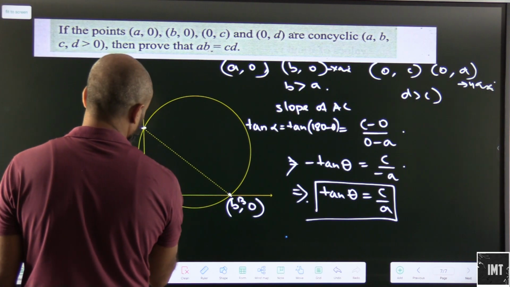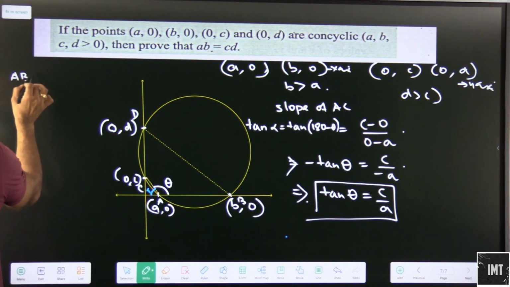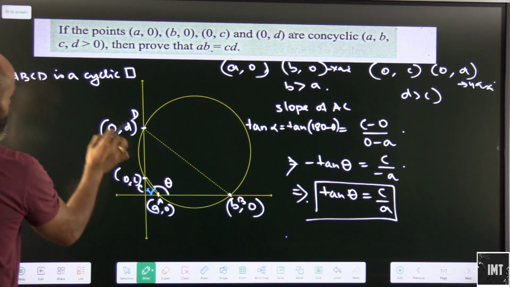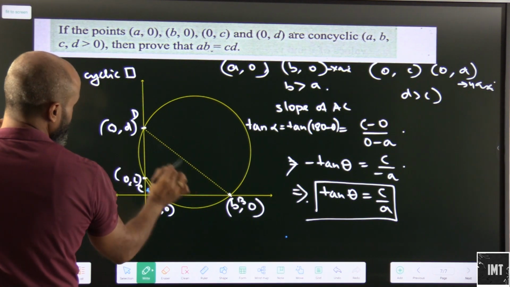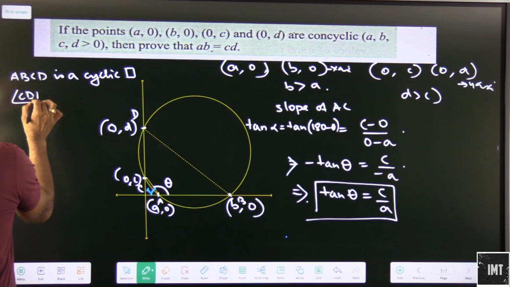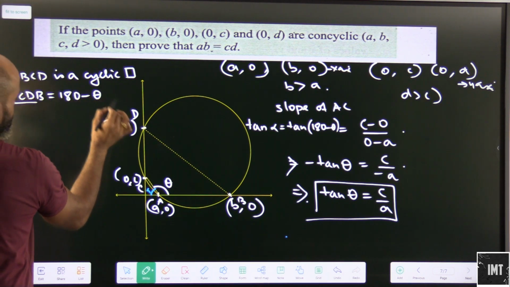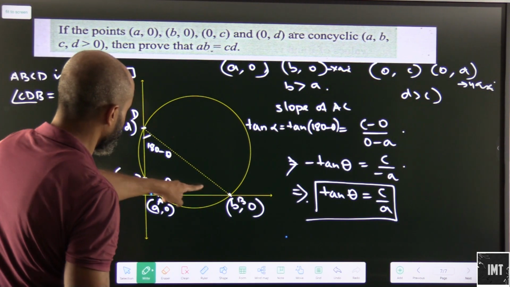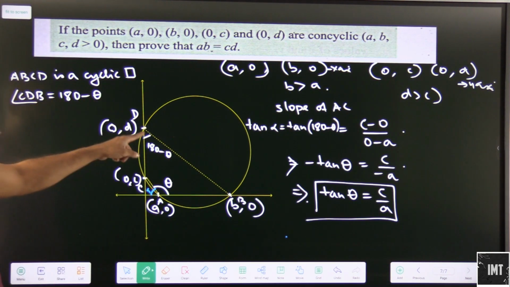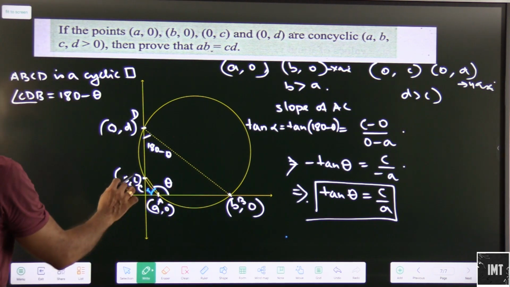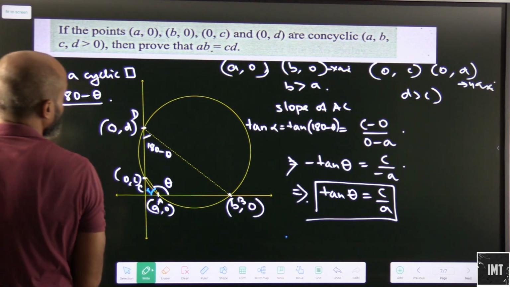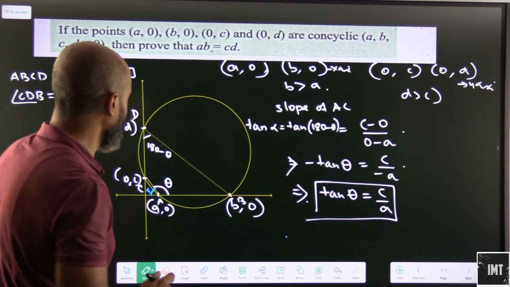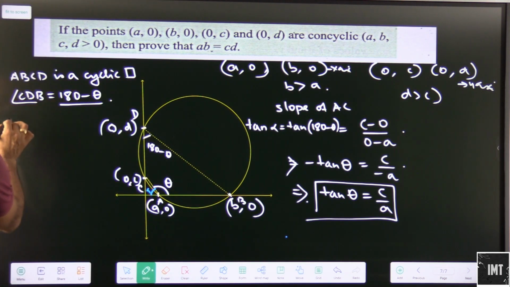In the same way, now we know that ABCD is a cyclic quadrilateral. So if this is theta, then obviously angle CDB will be 180 minus theta. Okay, this is theta and this is 180 minus theta. So angle CDB is equal to 180 minus theta. So how much will this be? We have to find out basically the slope of BD.